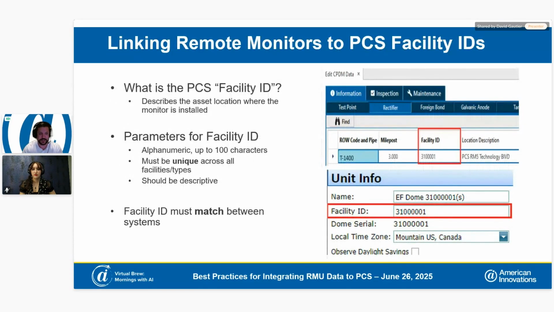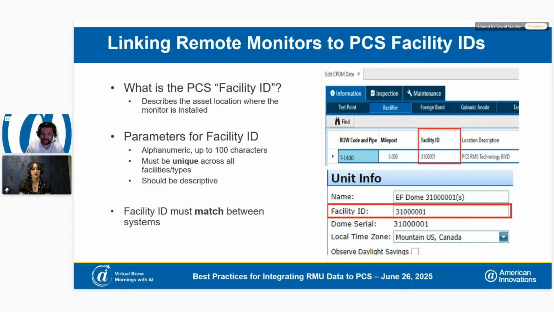I'm going to start by talking about PCS in general to get everyone up to speed. So PCS has what we think of as a facility-centric view of the world. And really, the places that you're required to visit, the test points, the rectifiers, the bonds, those places that you're going to on an ongoing basis, either annually or monthly or bi-monthly, we call those facilities in PCS.